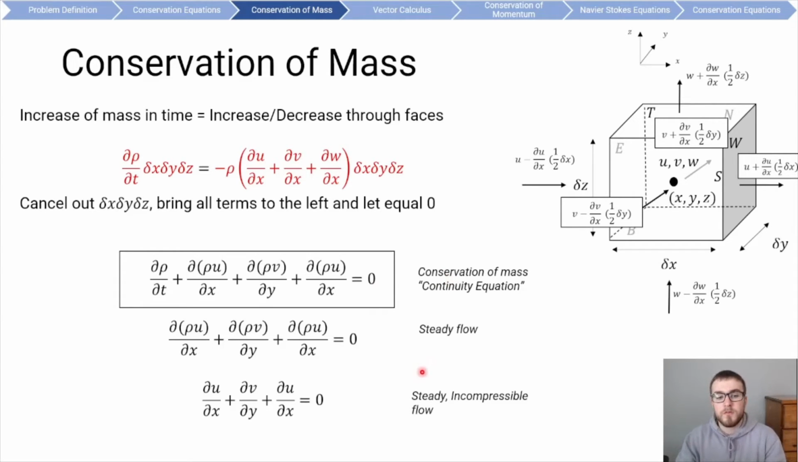So if we have steady flow, you'll notice that we can neglect the time rate of change term. So this becomes our steady flow continuity equation. And if we have an incompressible flow where there's no change in density, this is what the continuity equation would look like for a steady incompressible flow. So this is our conservation of mass.